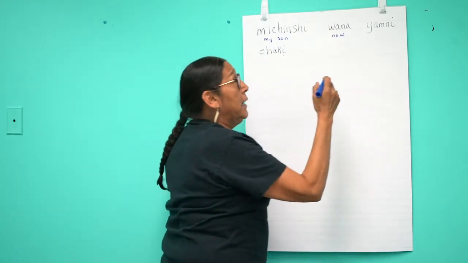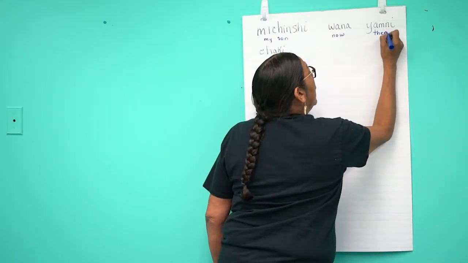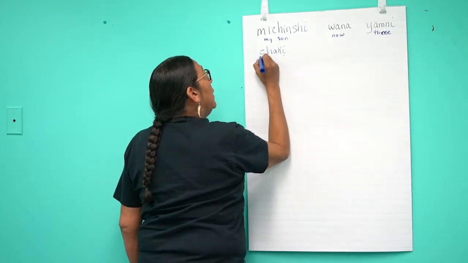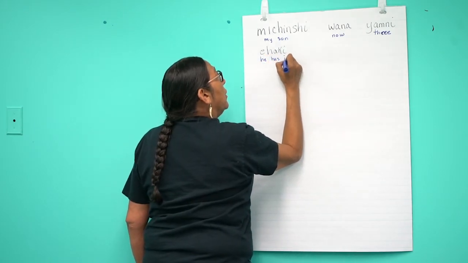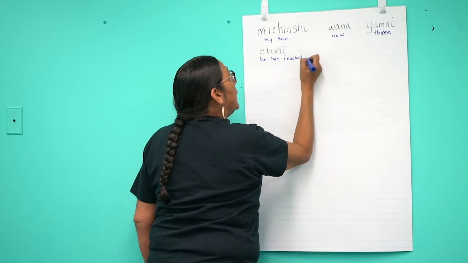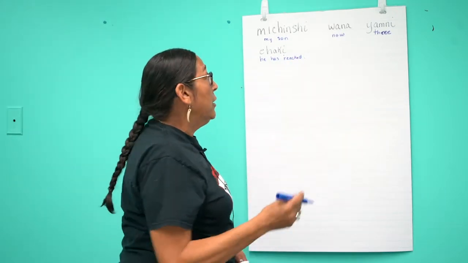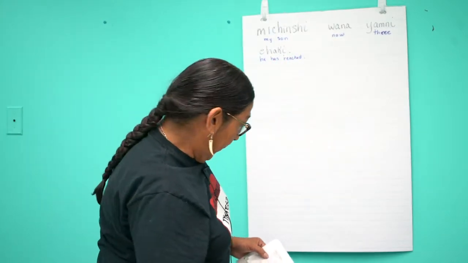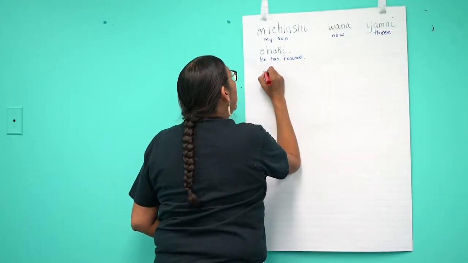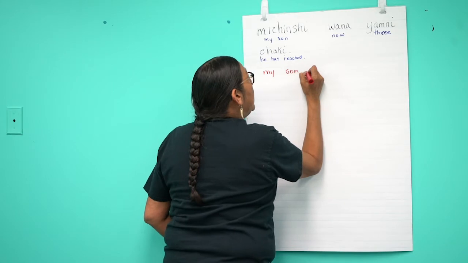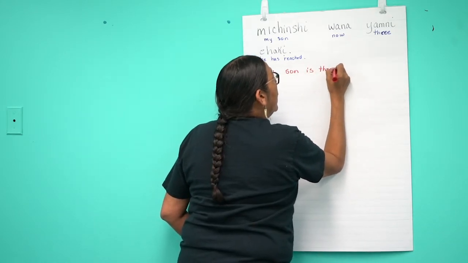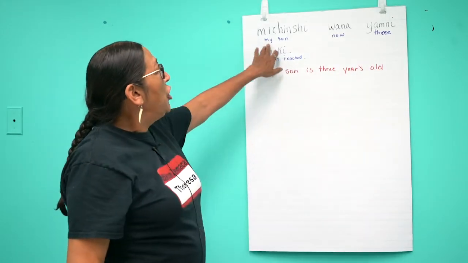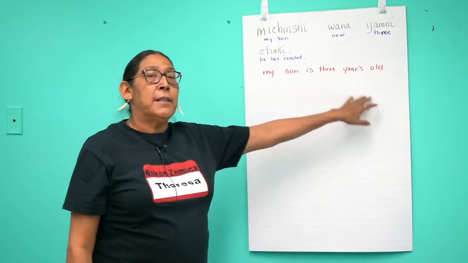Now, if you remember, yamni, that's a number. 3, and he has reached. In this case, we're meaning in years because it's his birthday. So he is 3 years old is what it's going to translate to. My son is 3 years old. Mi chingshi wana yamni ihaki. My son is now 3 years old.